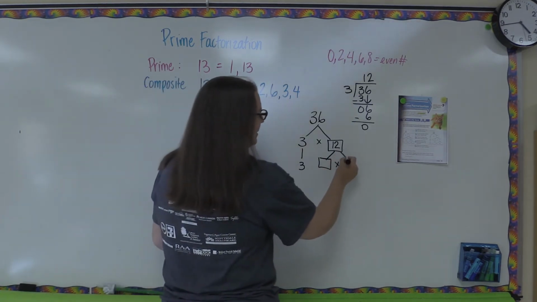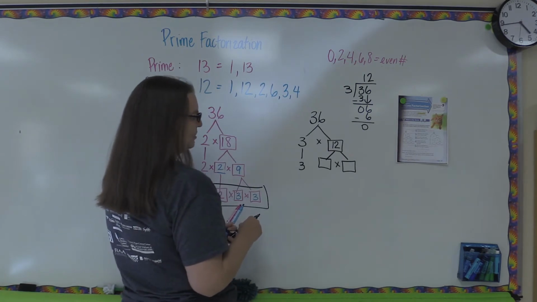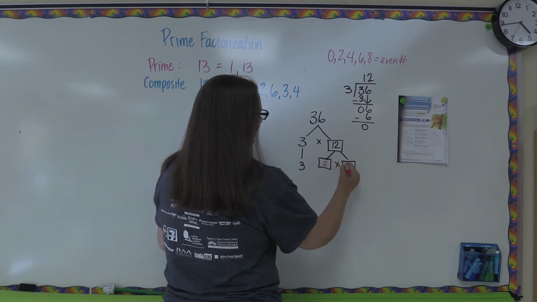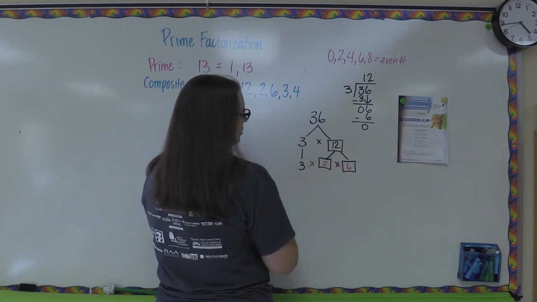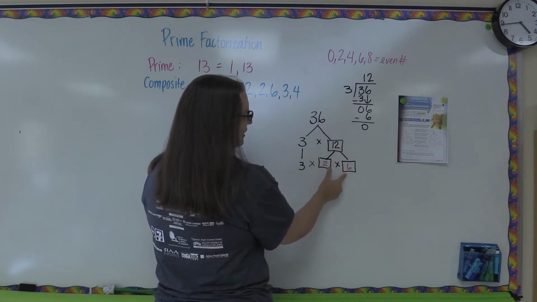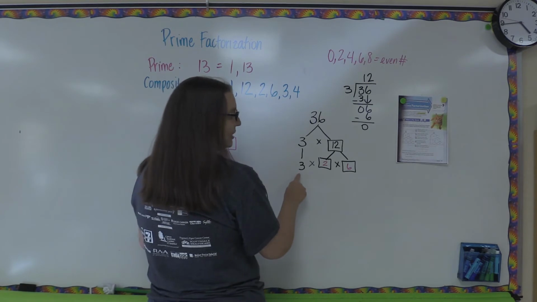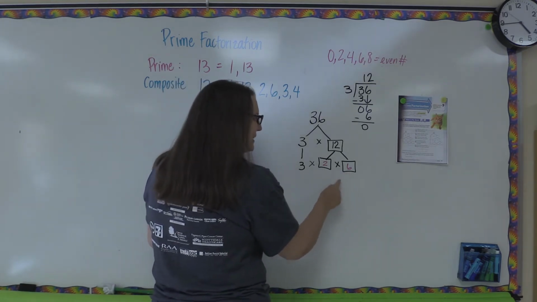So let's decide what we want to put in here. I think I'm going to do 2 times 6. All right? So remember, these drop-down boxes are just the factors that you multiply together to get the one on the top. Okay, so 3's already prime, 2 is now prime, but I need to break down 6 further.